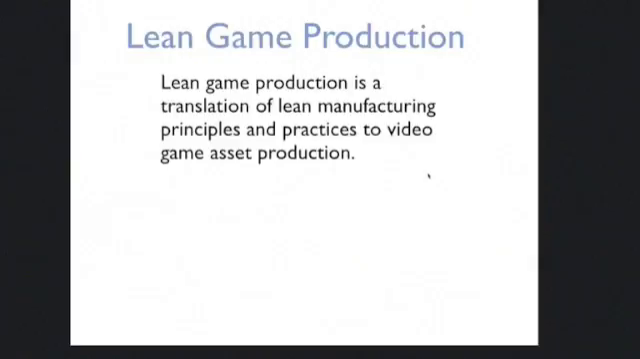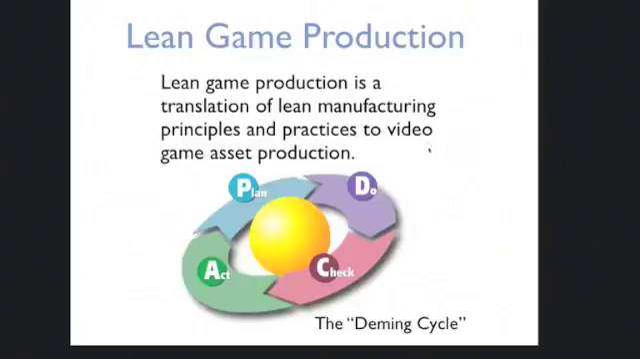Lean game production is a translation of lean manufacturing principles and practices to video game asset production. That worries people. They think, well, we're not an assembly line. We're not factory workers. But what we do is look at lean manufacturing and learn how they've gone away from this robotic assembly approach, looking at ways that we can continually improve the production line while we're producing things. And so we want to apply some of those practices.